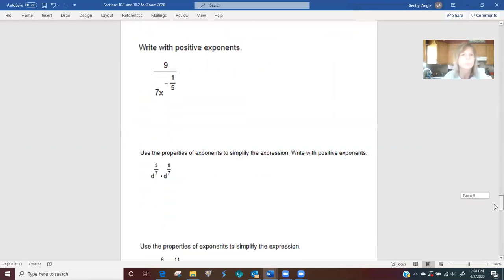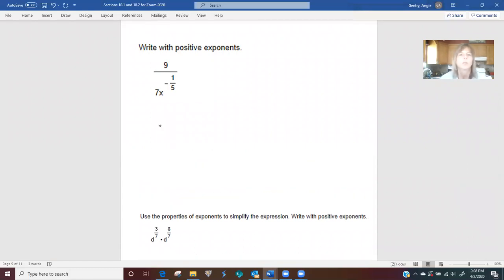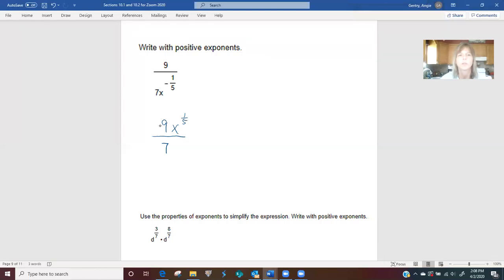Write with positive exponents. So this is getting a little bit easier now. And I'll put some space between. Okay, this one here, what do you want to be careful with? That negative 1/5 touches what? Only the x. So this is 9/7 stays downstairs. The 9 stays upstairs, and the x to the 1/5. Right? This guy has a bad attitude. We're going to move him upstairs, and he's going to have a good attitude. Or your final answer is this. And I don't mind improper fractions. Please, no mixed numbers right now.